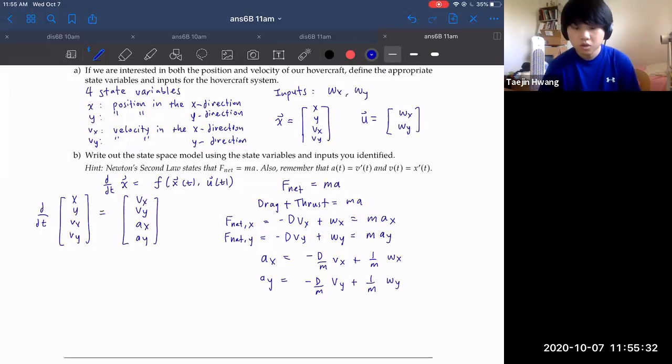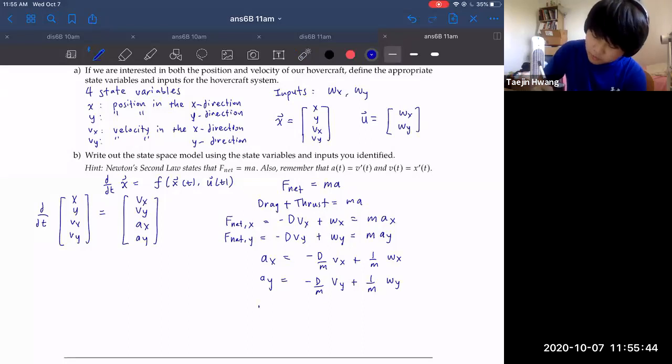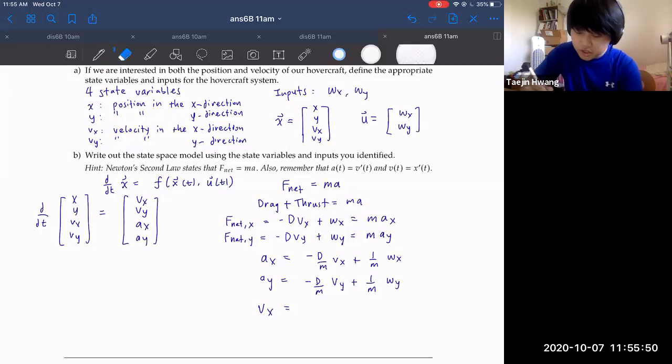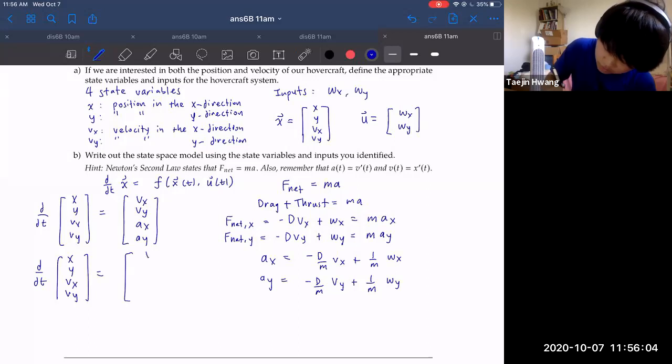And what do we do now? Well, we look back at our differential equation, and this tells us that we've solved for ax and ay, and now we need to solve for vx and vy. Well, vx is already a state variable, so we're good to go. So I think we can summarize this by saying that this is equal to vx, vy, and then negative d over m vx plus 1 over m wx, and so on and so forth.